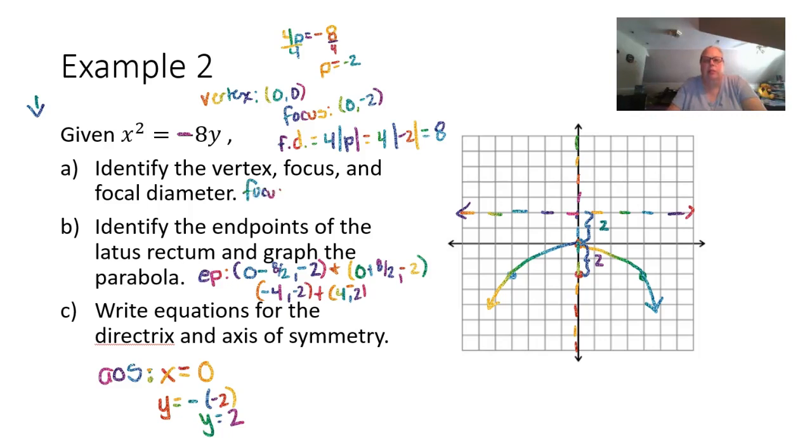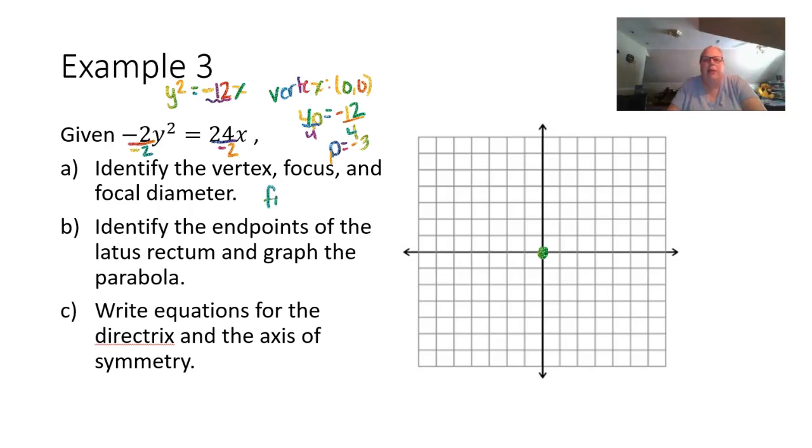Okay, so for us, the focus will be located at -3 and 0, which will put it right here. And we also want to have the focal diameter. Okay, now remember, the focal diameter we said was going to be 4 times the absolute value of p. And in this case, that's going to be 4 times the absolute value of -3, which is going to give me 12.